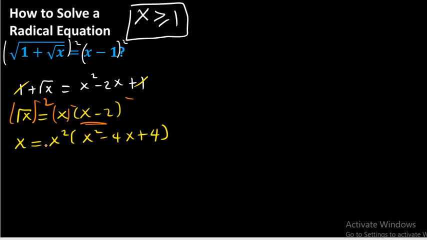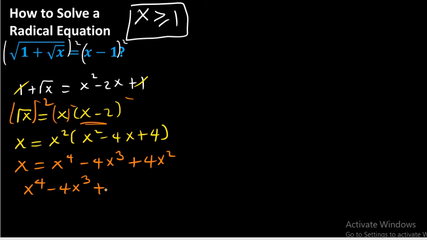Now let us distribute and let us rearrange. So x is equal to x to the power of 4 minus 4x cubed plus 4x squared. Then collecting it, x to the power of 4 minus 4x cubed plus 4x squared minus x is equal to 0.